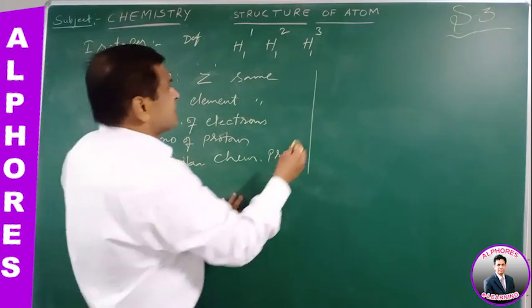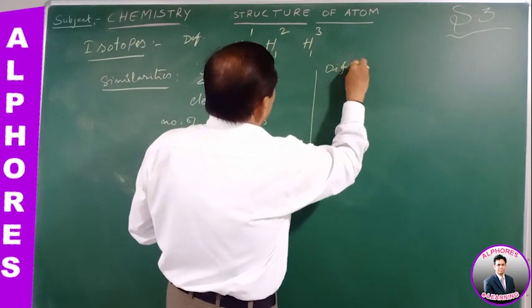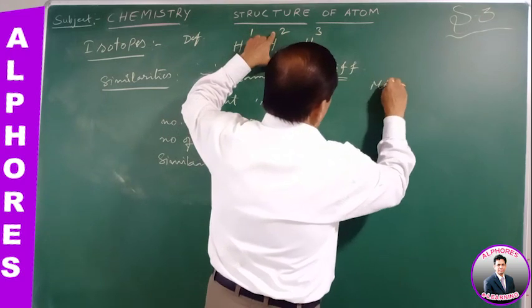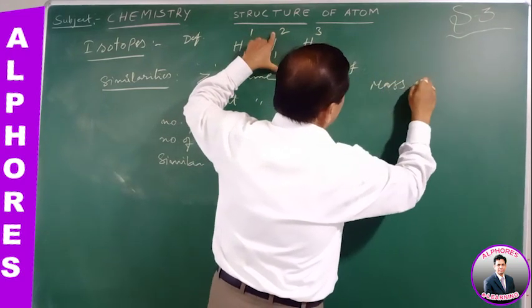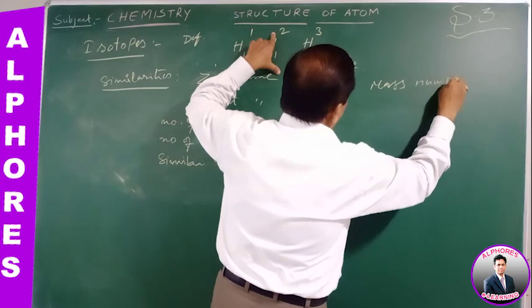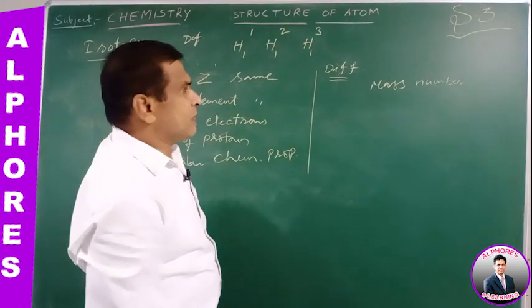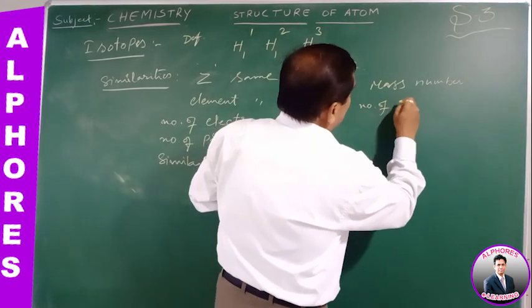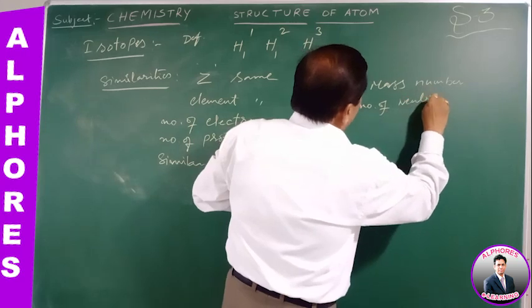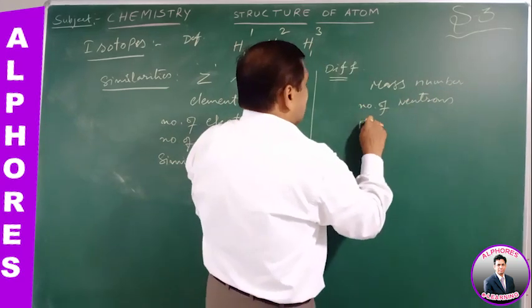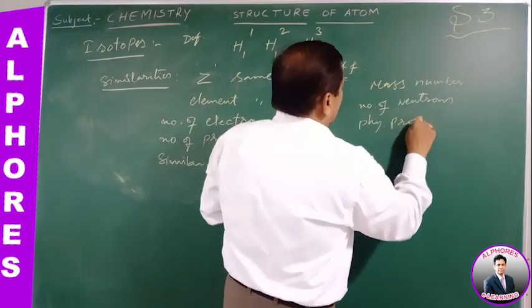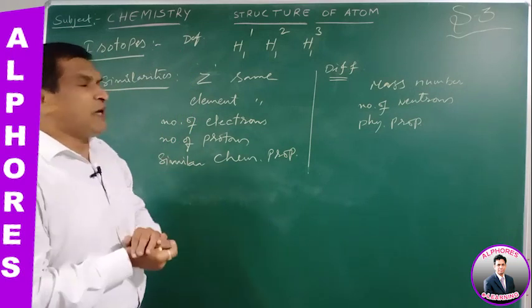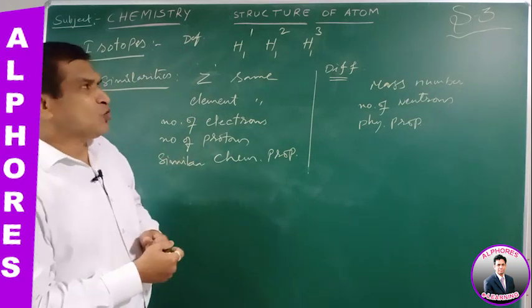Okay, what are the differences? Isotopes differ in mass number. Isotopes differ in the number of neutrons. Isotopes differ in physical properties. These are a few important similarities and differences between isotopes of the elements.